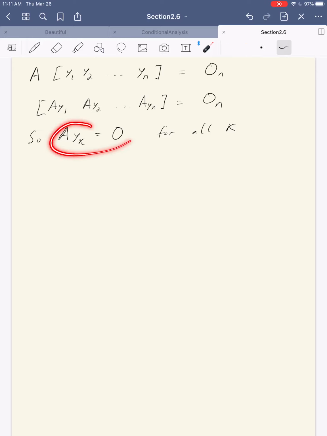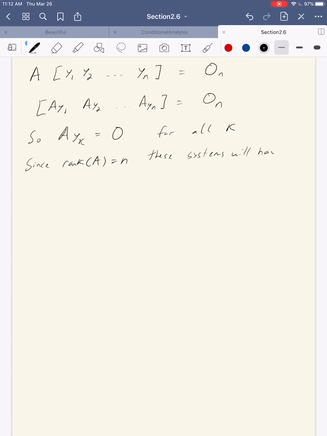All right. Well, why do we care about this? Well, this is back to a system, a system with A being the coefficient matrix. Since rank of A is n, these systems will have a unique solution. But we can say a little bit more. We know that they have a unique solution, and in fact, we know what the solution is. This is a homogeneous system, and homogeneous systems always have 0 as a solution. So since we know it has a unique solution, that unique solution must be 0. Thus, y sub k is equal to 0 for all k.